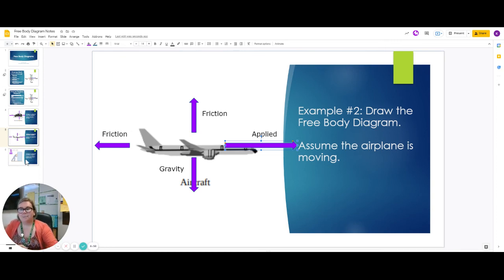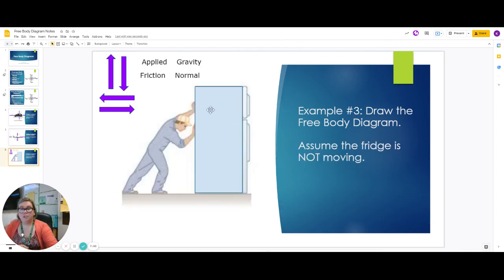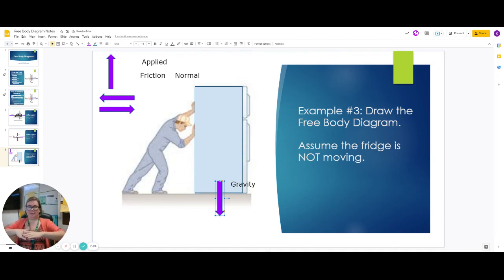All right, last example. Got a guy pushing on a fridge here. We're going to assume that fridge is not moving, so he can't make it budge. So let's start off with gravity as we usually do. We've got gravity pulling down here. Let's focus on our fridge here. We do have a ground right under the fridge. So we've got a normal force pushing back up, opposite of gravity.